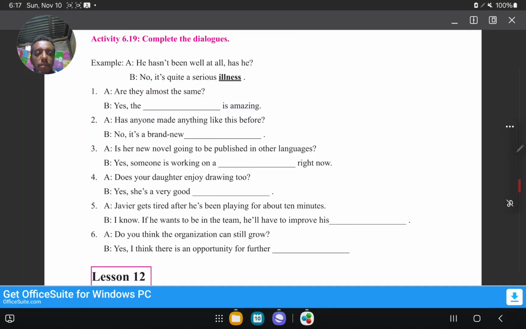Next, here is the first question. Are they almost the same? Yes, the dash is amazing. Now you're gonna complete this dialogue with the suffixes, okay? So they are almost the same. ተመሳሳይ እንደሆነ ነው አይደል የሚነግረን? So you can apply a new word from this conversation. Yes, the similarity is amazing. See, you can write here similarity. Similarity.